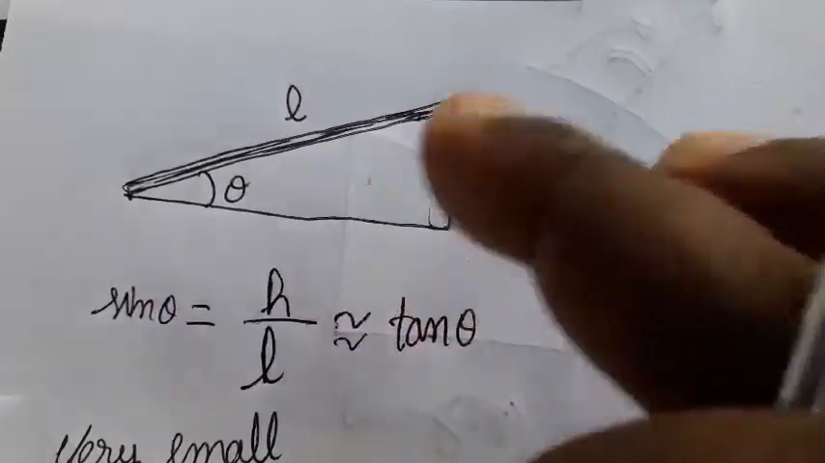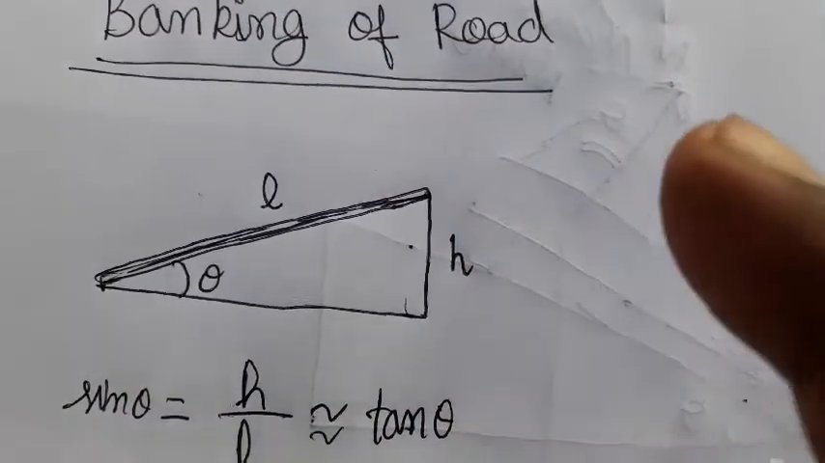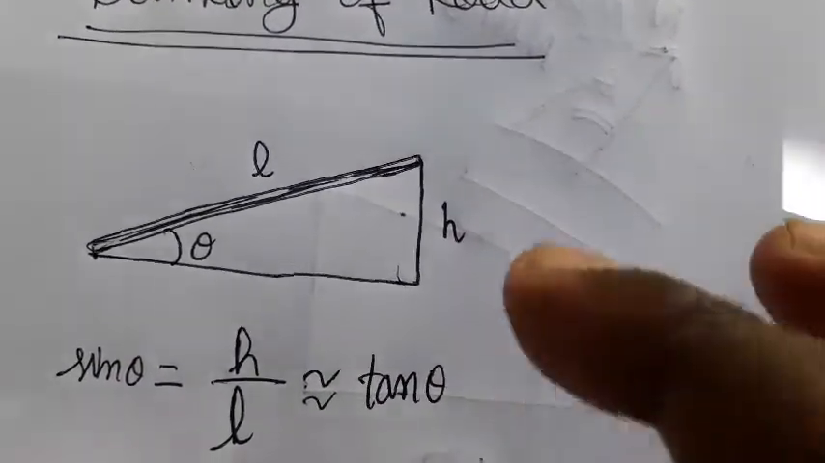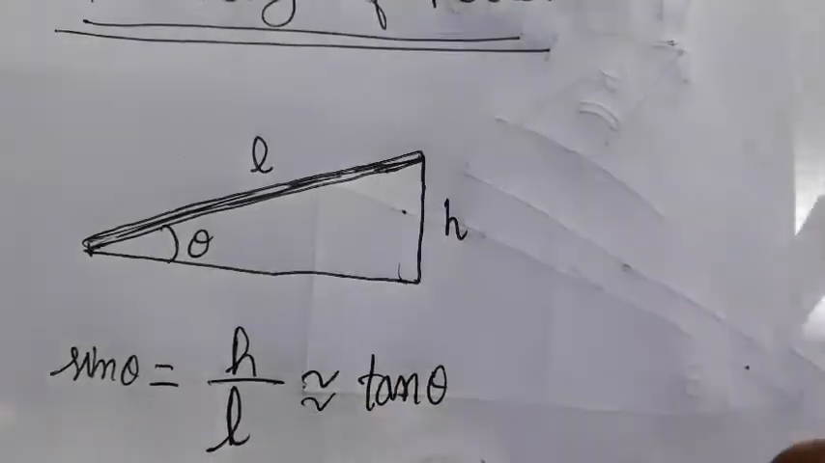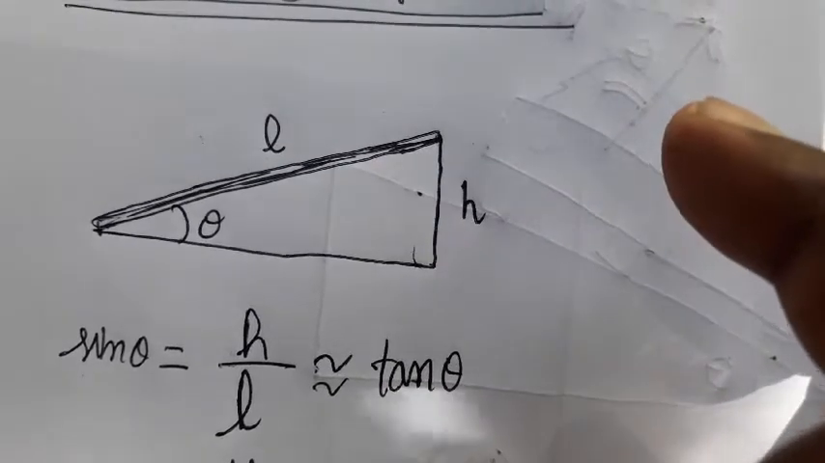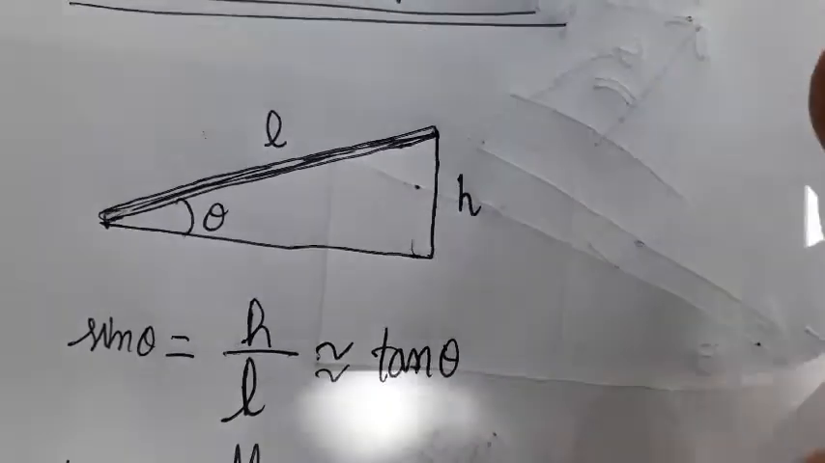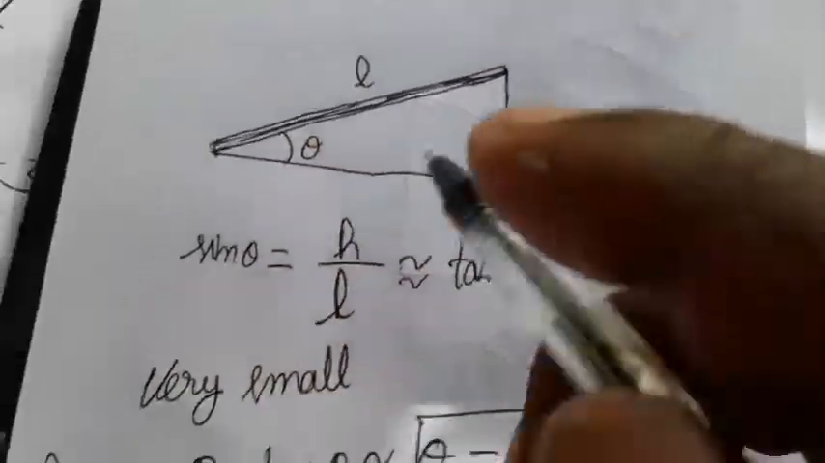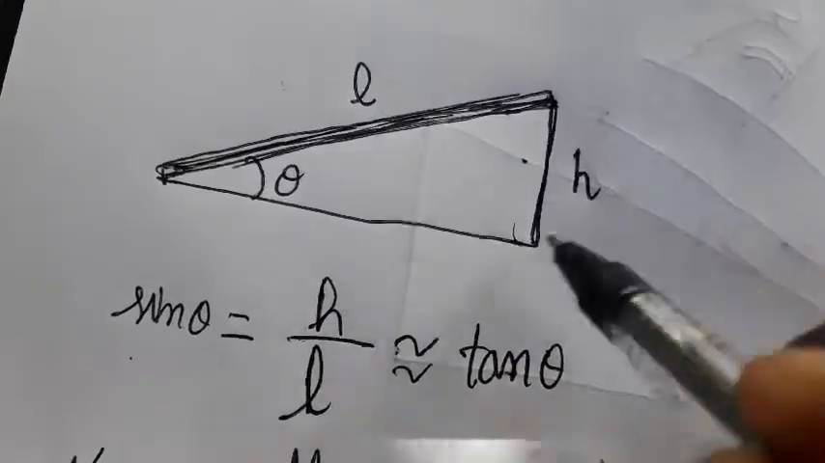Especially, this type of banking road you can observe in places like mountains, where there are huge, sharp turns. That is where we have this type of banking road. One side of the road will be raised, the outer road will be raised compared to the inner road. From this triangle, this is the road length and this is the height raised at the outer edge.